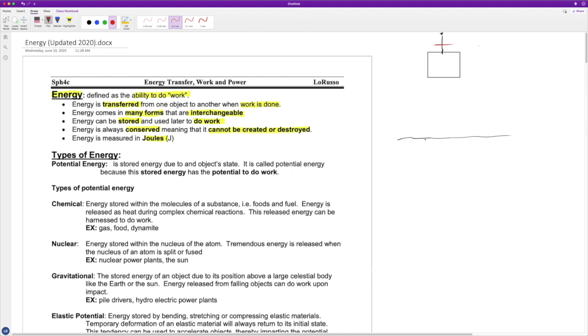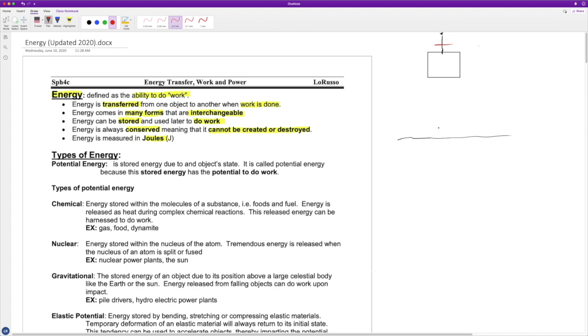So batteries are another example of stored energy. Food, right? When we store food, food is a type of energy. It's in the form of chemical energy. Then the other types are what we call our kinetic energies. And these are the energies associated with things that are moving. So when an object moves from point A to point B, when it has velocity, when it has speed, I should say, it has what we call kinetic energy.